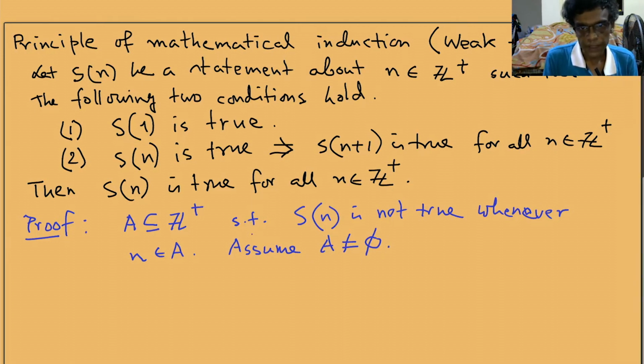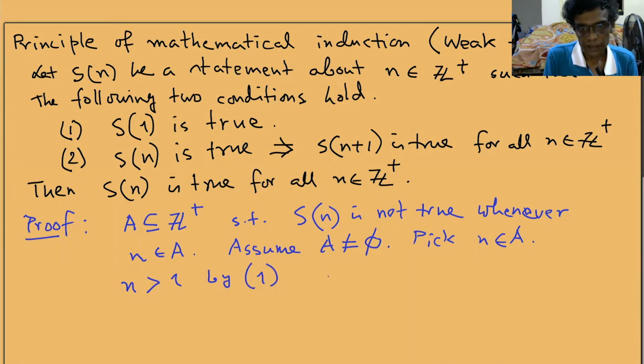If A is non-empty, then I can pick some element n from A. Now it is given that S of 1 is true, so n cannot be 1. That is, n is greater than 1 by condition 1.